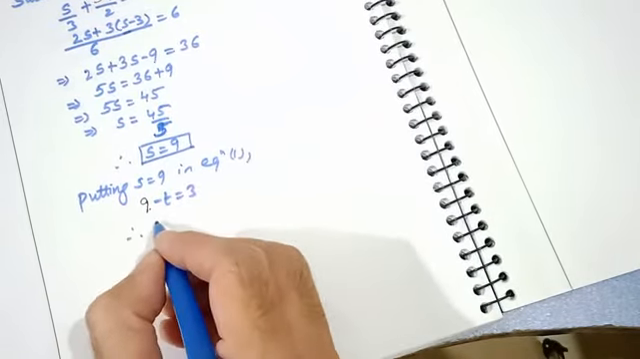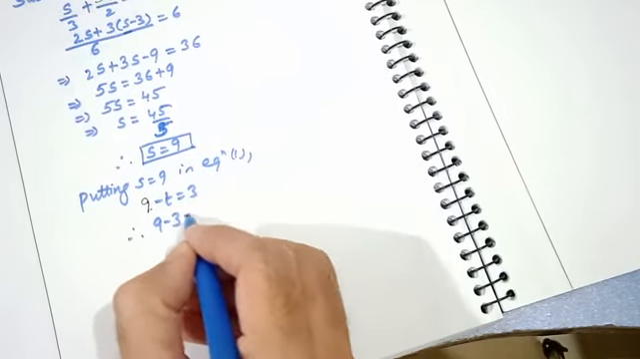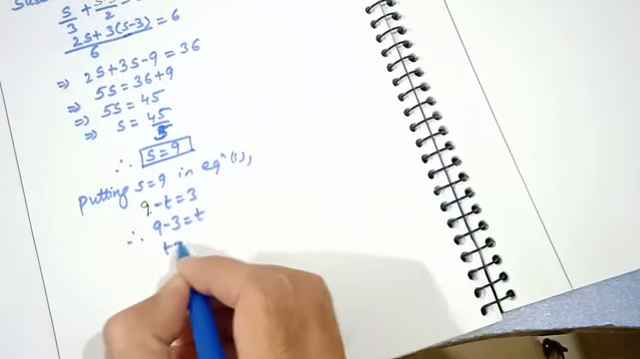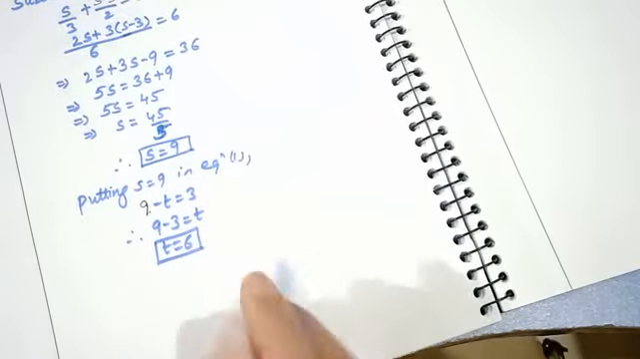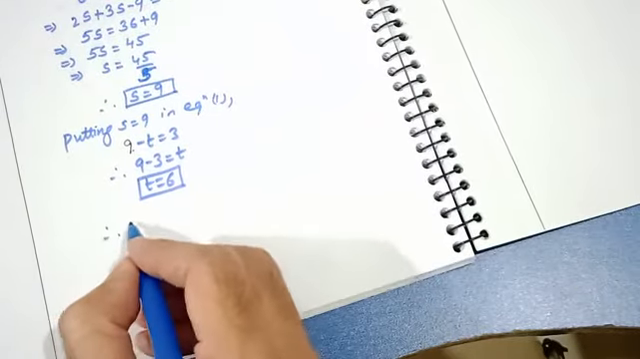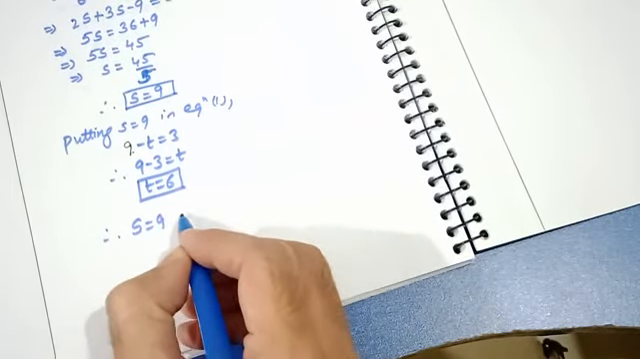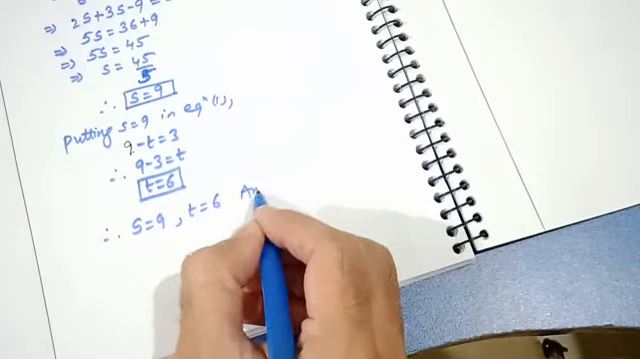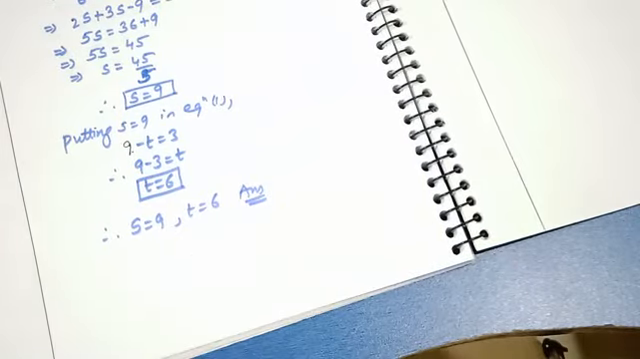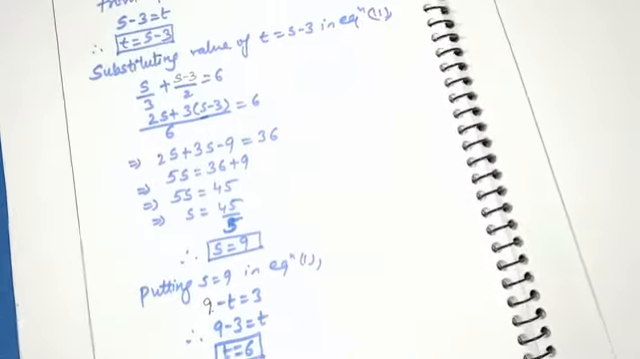This means 9 minus 3 equals t, or t equals 6. Therefore what will be your answer? Therefore you are getting s as 9 and t as 6, and this is your required result. I hope you have understood this.